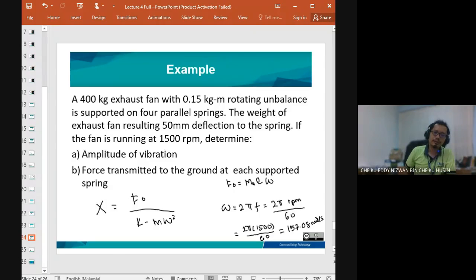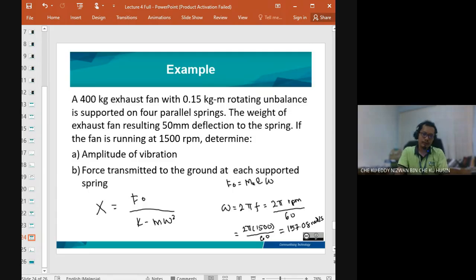Okay, so this is an example of force transmission. For this case, the first question asks to find the amplitude of vibration. So again, you analyze the question, and from this question, there are no initial conditions given. In this case, for the amplitude of vibration, you have to consider only the amplitude of the particular solution.